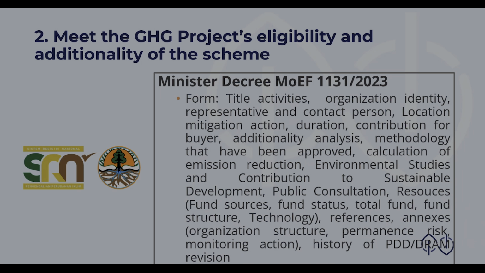Additionality analysis, method, the kind of additional activities that need to be analyzed, and including the methodology that has been approved, the one that we choose, calculation of emission reduction, environmental study and contribution, public consultation, resources, what kind of fund, which sources the fund comes from, the status of the fund, the total fund, the fund structure, and if there is any technology that helps, the reference, and the annexes. The annexes include the organization chapter, permanence risks, and monitoring actions.